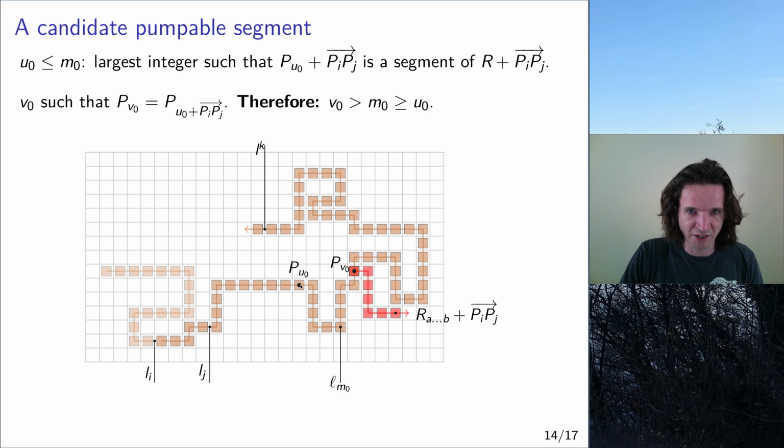And an important notice here is that u0 is strictly less than v0, because u0 is to the left of lm0, and we use that fact to show that u0 is strictly less than v0. That gives us our first candidate segments. So these are the main concepts of our proof: the workspace, R, and the Laus style with respect to pi, pj.